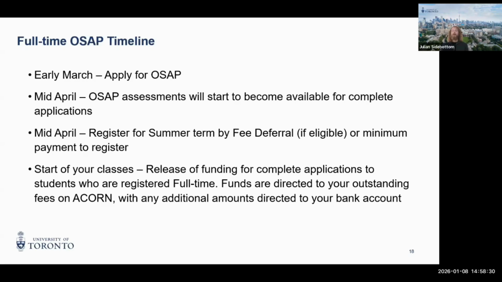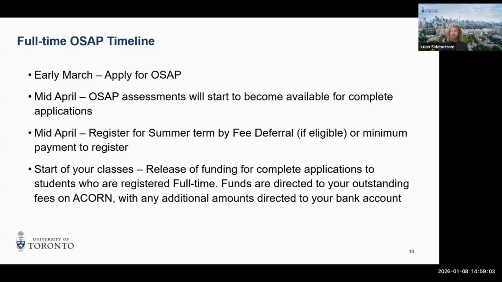Timelines for full-time OSAP: early March, apply for OSAP. If you have OSAP right now, we'll send out an email blast once the extension is available in early March. Apply early. Mid-April is when the assessments will start to become available for complete applications. It's also when summer fees are posted on Acorn, so that's when you can register by either fee deferral or making a minimum payment to register.